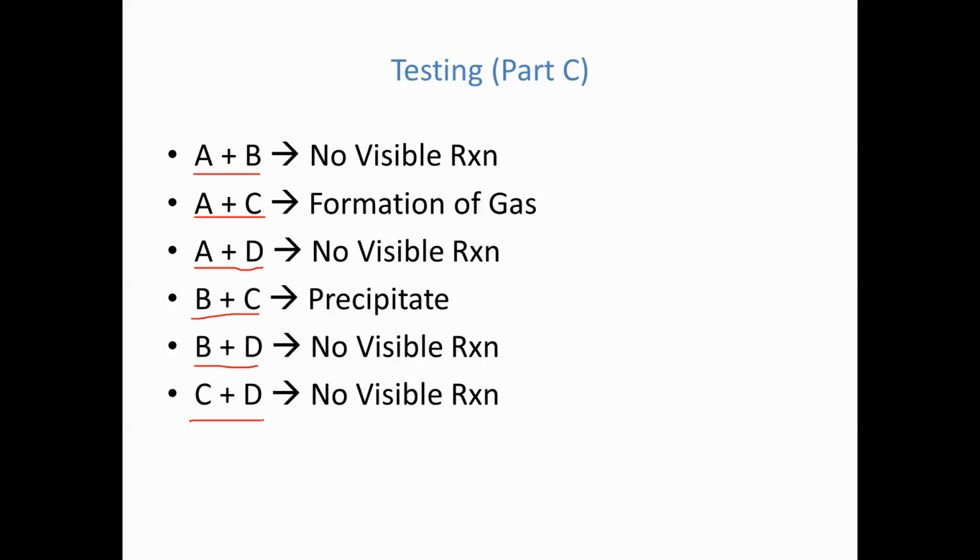And notice we have avoided any duplicates. Like for instance, we don't mix D with C because we've already mixed C with D, and that'd be the same thing. And we don't need to mix A with B again because we tested that earlier. So test all combinations and avoid duplicates, and then record your data.